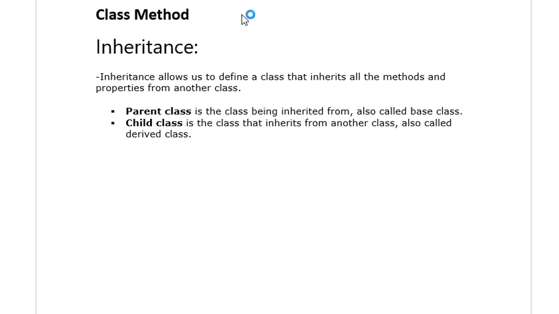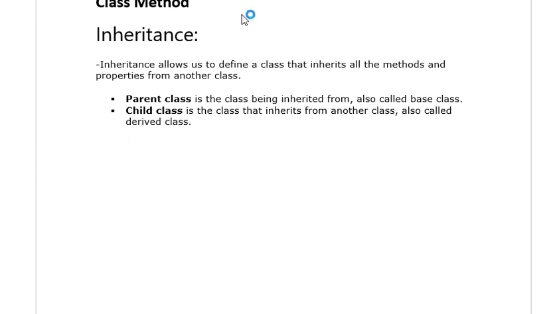So let's start: what is meant by inheritance? In general, what is inheritance? Inheritance allows us to define a class. You know what a class is, which I said before, a blueprint of the object, that inherits all the methods and properties from another class. What is the meaning of a class inheriting another class? The properties or the methods which are in a particular class will be inherited by the other class.